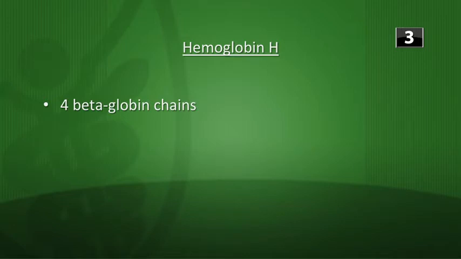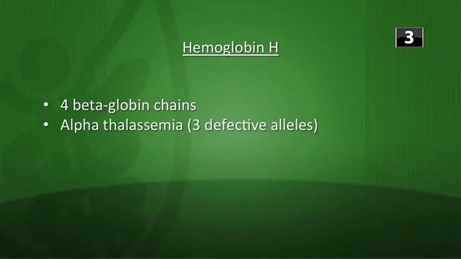Next part of the question is, what disease results in hemoglobin H production? So we just said it's alpha thalassemia, but there are several different flavors of alpha thalassemia. Normally you get 2 alpha globin genes from your mom and 2 alpha globin genes from your dad. You can have mutations or deletions on 1, 2, 3, or 4 of those alleles.